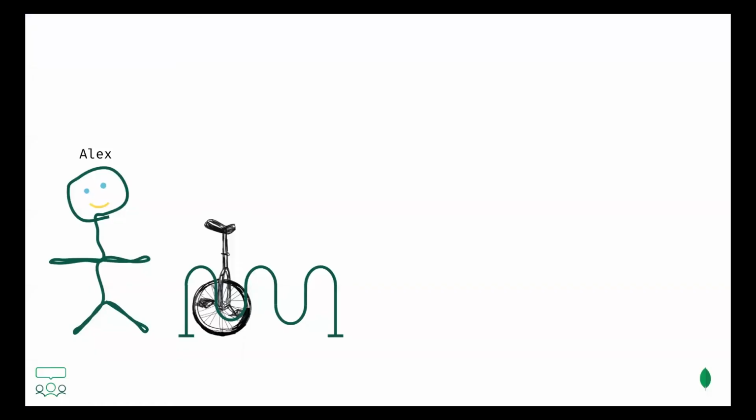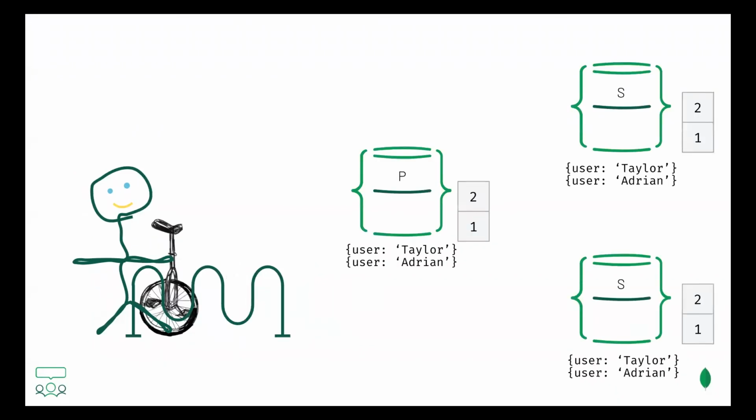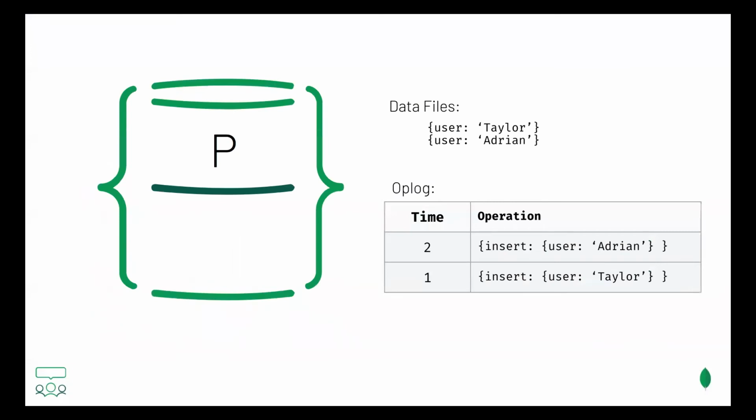We start with Alex going to check out a unicycle. When Alex checks out the unicycle, Adrian and Taylor, Alex's friends, have already checked out their own unicycles. Zooming in, we see the data files contain 2 posts, and the op log contains 2 op log entries, one for each insert into the posts collection. For clarity, we will omit the op log entry at time 1 for the remainder of the diagrams.